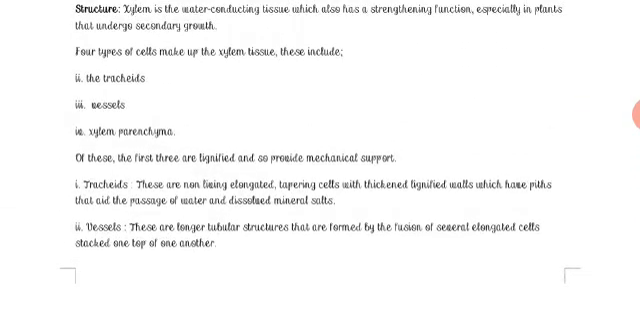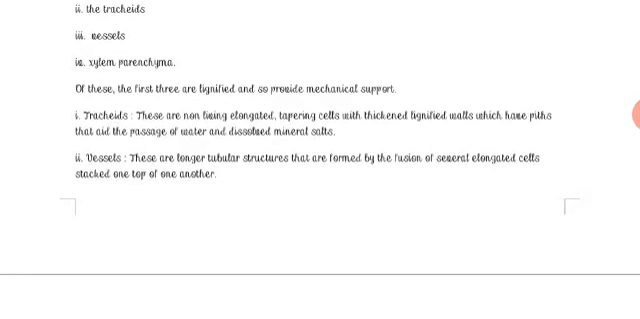Of these, the first 3 are lignified and so provide mechanical support. Those 3 are lignified and they provide a kind of mechanical support. Now, tracheids, these are non-living elongated tapering cells with thickened lignified walls which have pits that aid the passage of water and dissolved mineral salts.